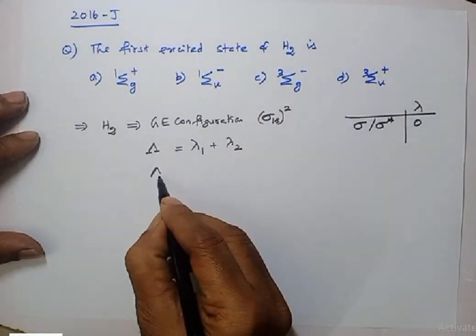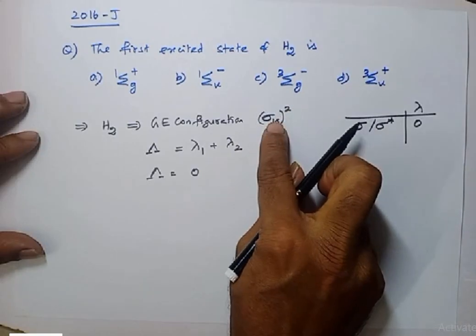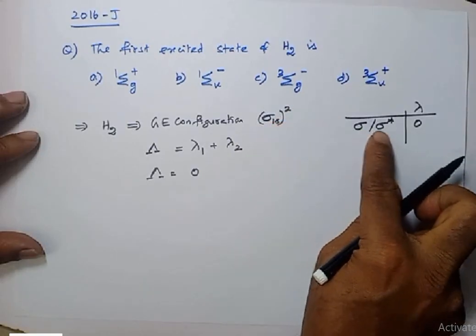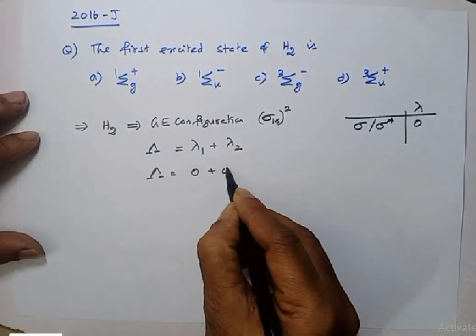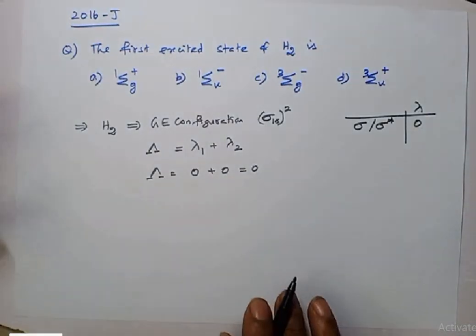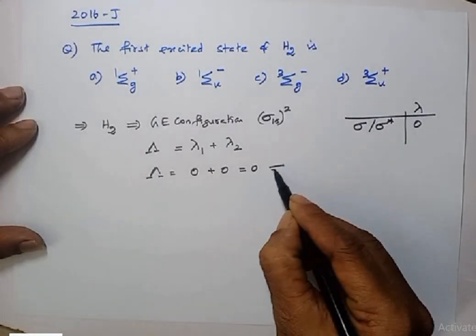Okay, so what do we get for lambda? This is 0 because both the electrons are present in sigma. For sigma orbitals and sigma star orbitals, the lambda value is 0. So this is 0, this is also 0. So lambda equals 0. Lambda 0 means the term symbol is sigma.